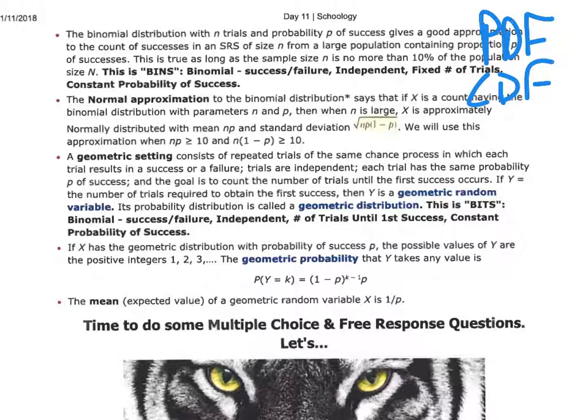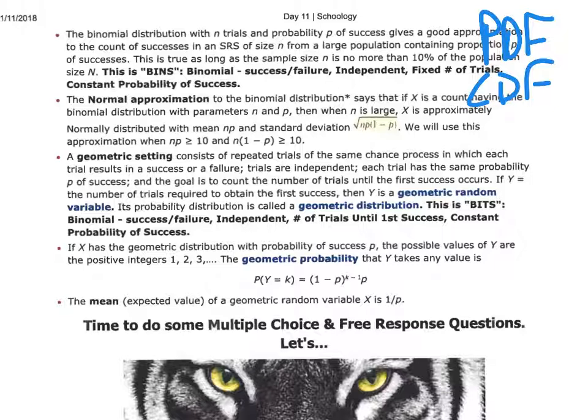Now remember a geometric setting. In this case, you're going to check if BITS works for that one. Very similar to BINS, we're looking for binary, success or failure, the independence, and a constant probability of success. The number of trials until the first success is what's different between geometric and binomial.